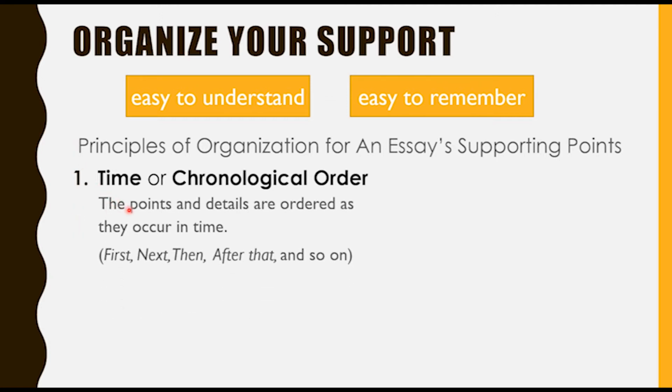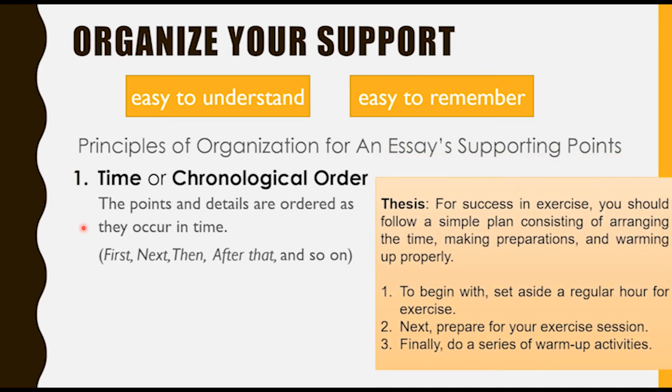Time or chronological order means that points and details are ordered as they occur in time. The transitional words used are first, next, then, after that, and so on. You will often use this for setting out a sequence of events, explaining how to do something, or narrating an anecdote. Here is an example. This is an example of the process method of development, explaining how to do something or how something is done.